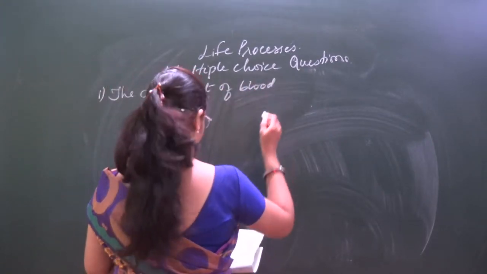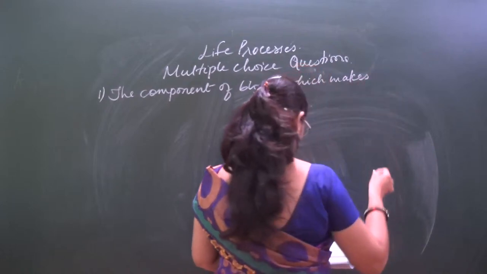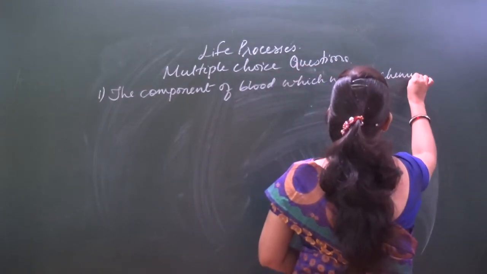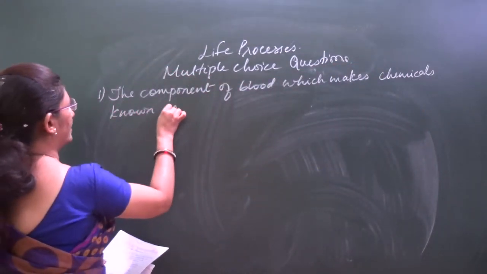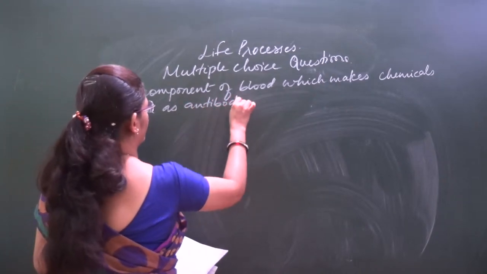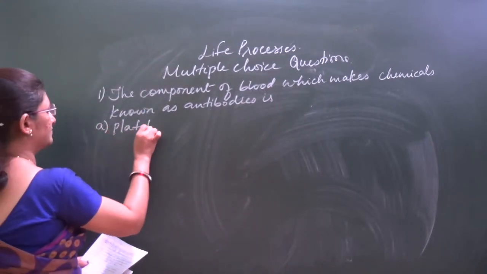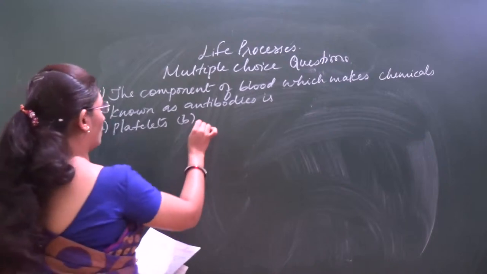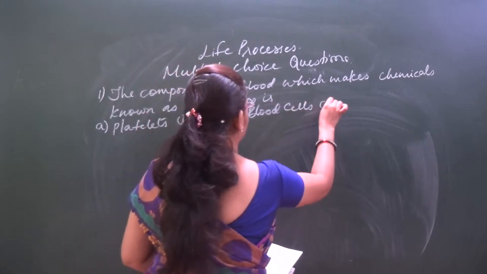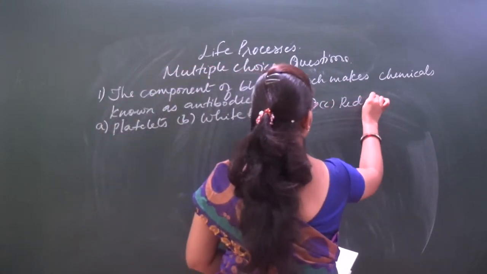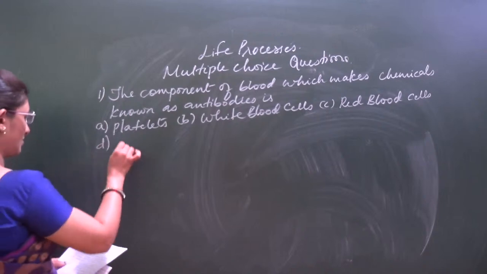The component of blood, which makes chemicals known as antibodies. The options given are the platelets, white blood cells, the third option given is red blood cells, and the last option given is plasma.